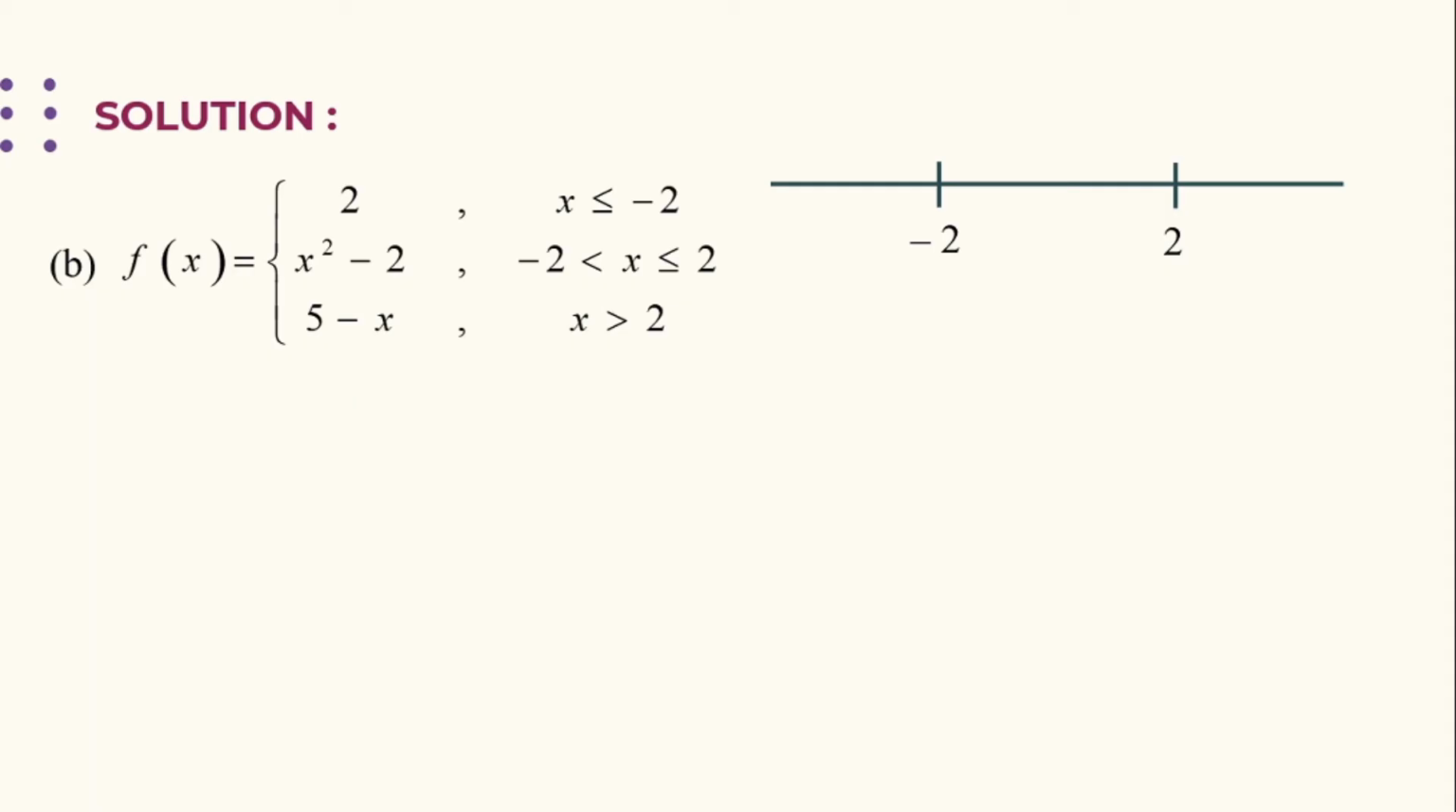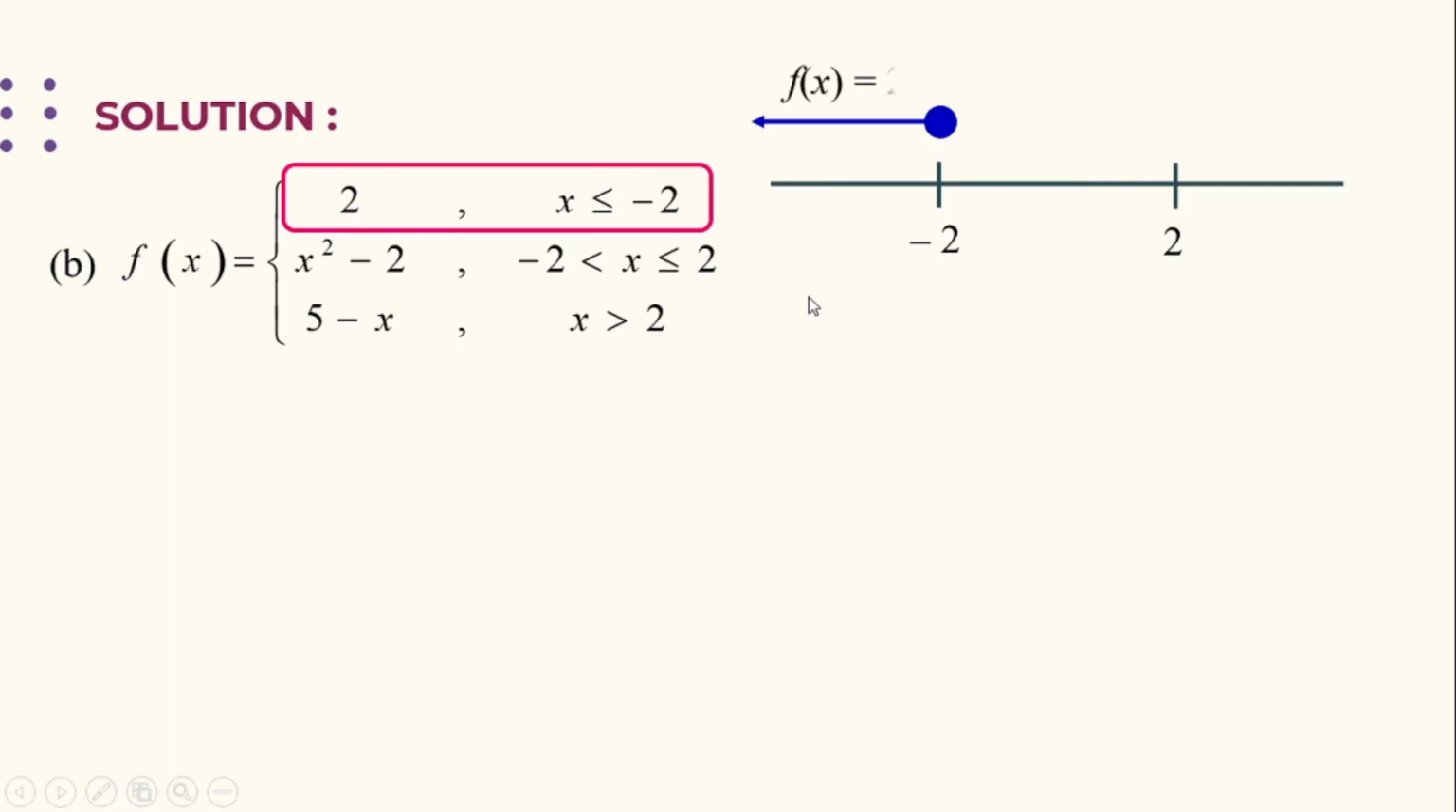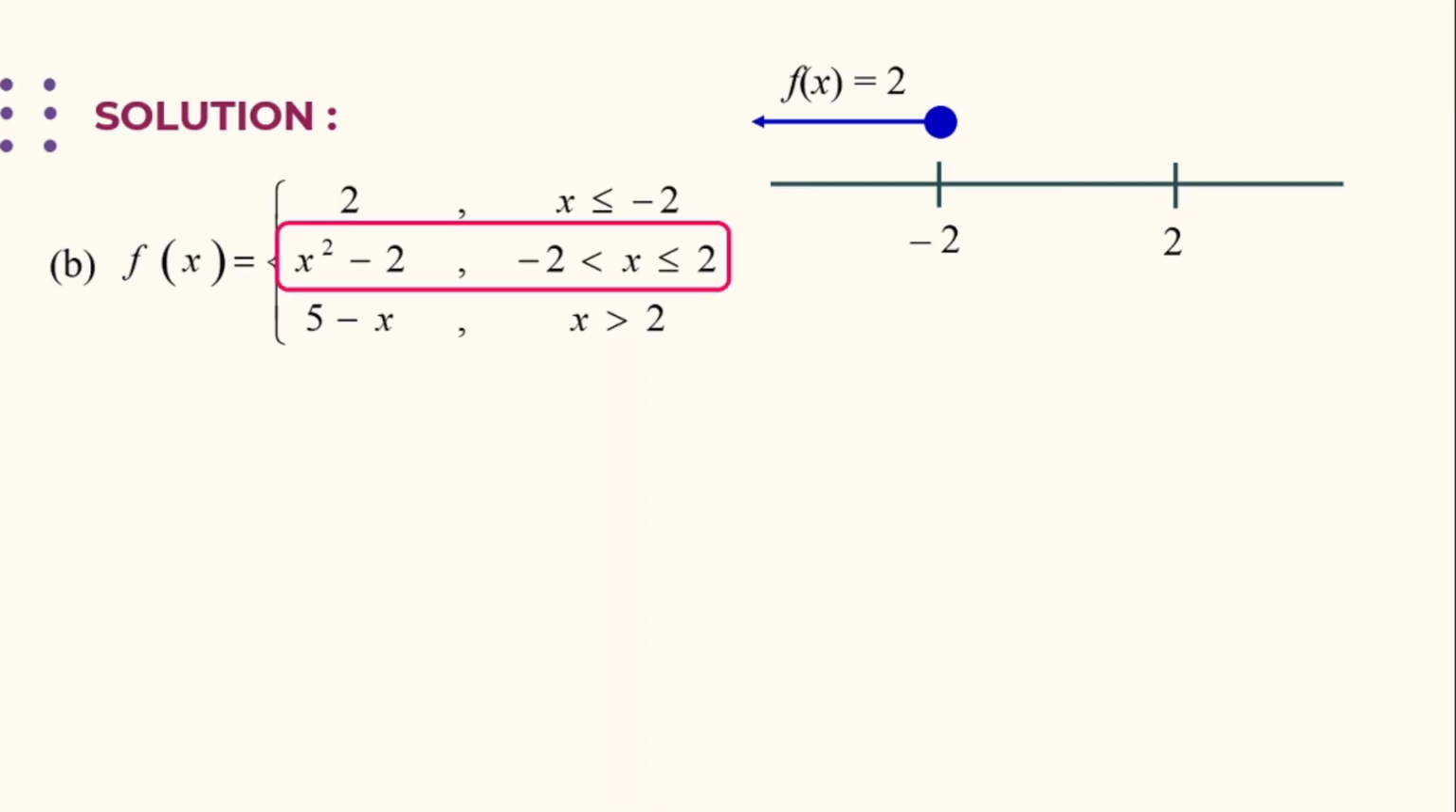Okay, so now we draw an arrow line for the first function. We have x less than or equal to negative 2, so the arrow line is showing like this. Then a dense circle because the inequality has equal, and we put the function f(x) equals 2. The second function is x squared minus 2 when x is greater than negative 2 and less than or equal to 2. So the arrow line is like this. At negative 2 is an empty circle because this inequality has no equal. At x equal to 2, it is a dense circle because this inequality has equal. So then the function is x squared minus 2.